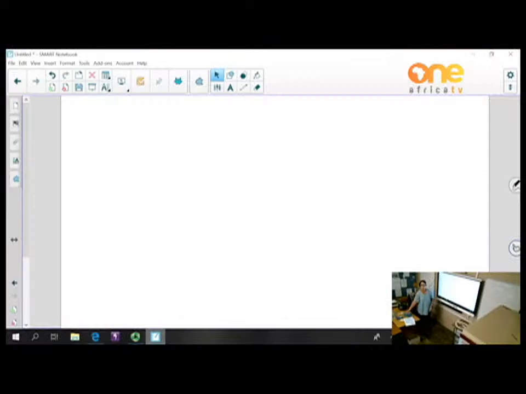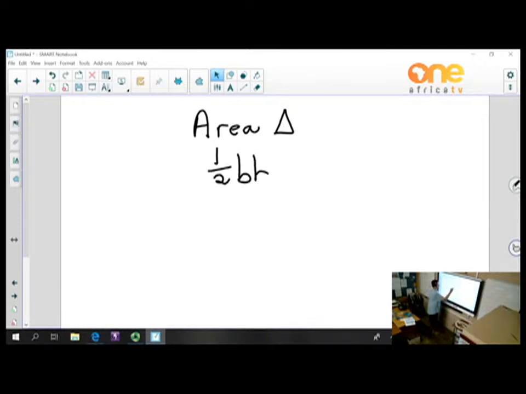Grade 11s. We continue then now with trigonometry. We are still busy with trigonometry, and today we're looking at the area of a triangle. Now, we know of a right angle triangle, it is half base height. We can work with that one, half base height. But then we're going to look at the area of any triangle.